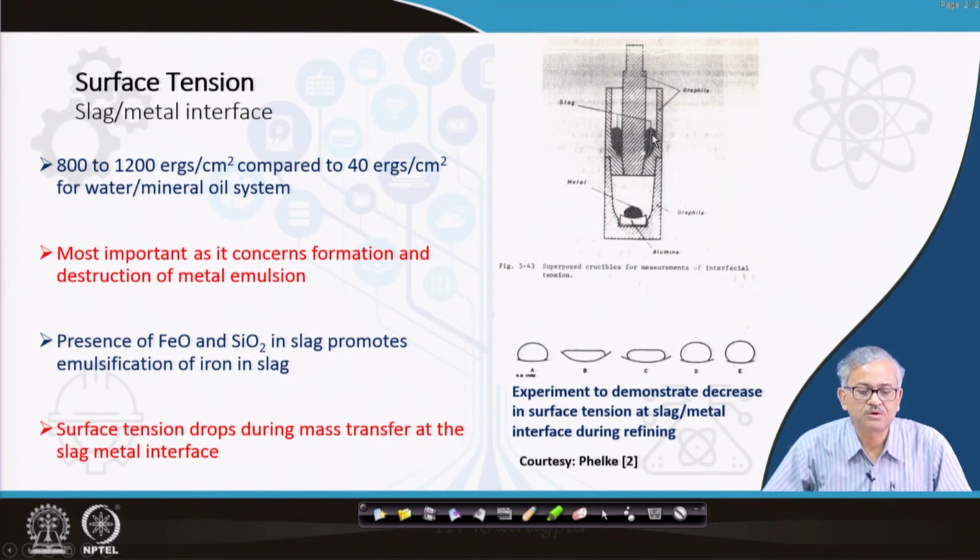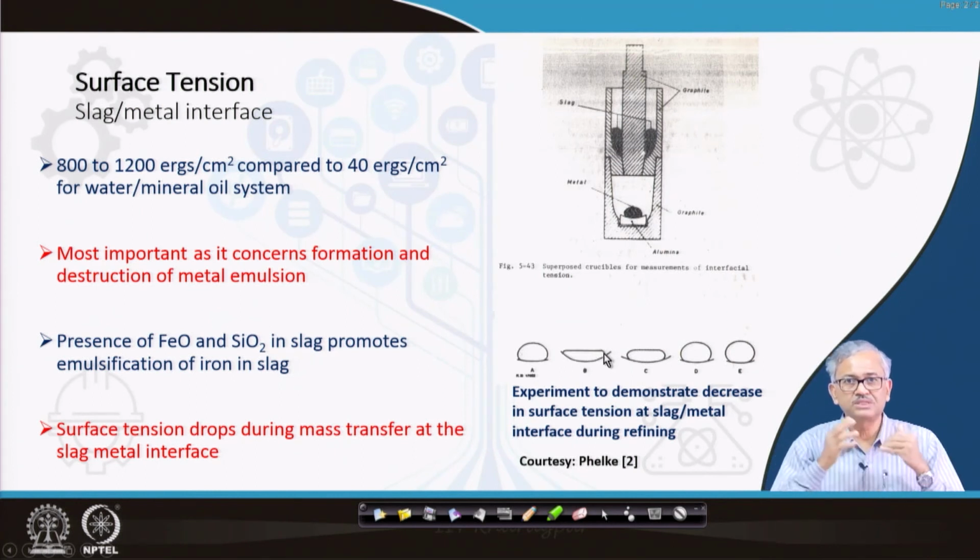So if you take it out, then the slag will come and fall over it. So you can see initially the metal, this is the slag metal interface, you can see it is perfectly round, okay. Now when the reaction is taking place, you can find there is the metal, here is the slag, here is the metal. You can understand, this is the metal, and this is the slag, okay. So you can see the slag metal interface has flattened during the mass transfer. That means the surface tension has decreased at the slag metal interface significantly.